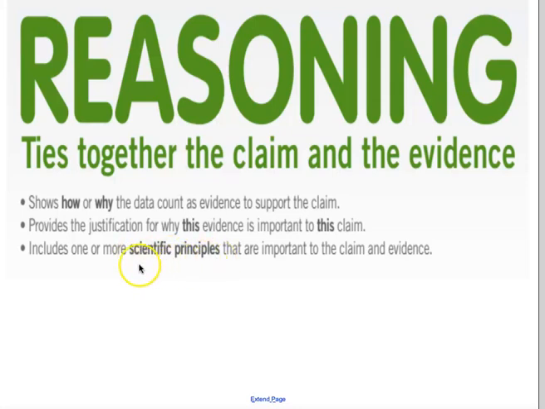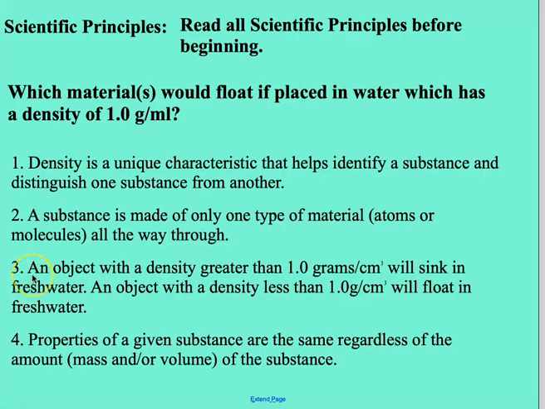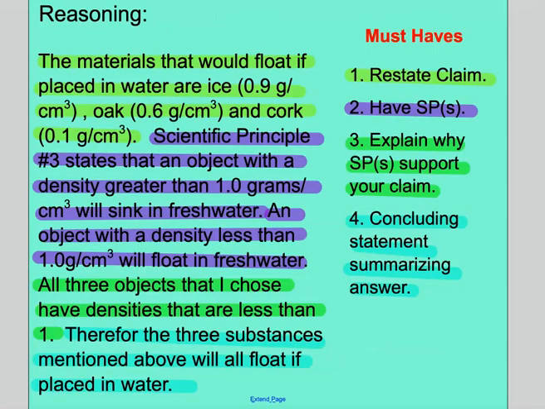If you don't, I'll tell you right now, it's going to be developing at best if you don't put in the scientific principles. So we've already gone through the scientific principles and we figured out it was number 3. Now keep that in mind. So here's my example of the reasoning for this. So the first thing you want to do, and over here you have the must-haves. These are the things you want to have in your CER reasoning.